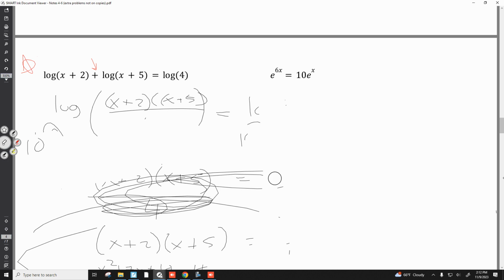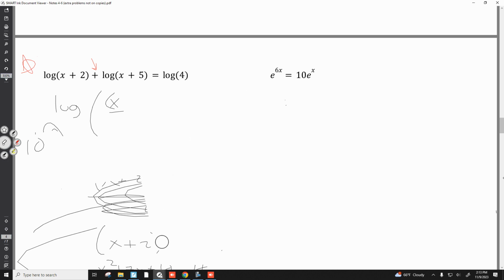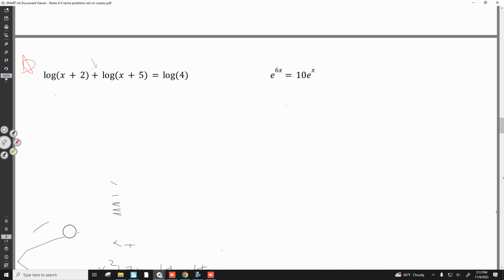This exponential equation on the right, we're going to do that one right now. Ready, set, go. Yeah, it's supposed to be hard. Let's see if you can do it.